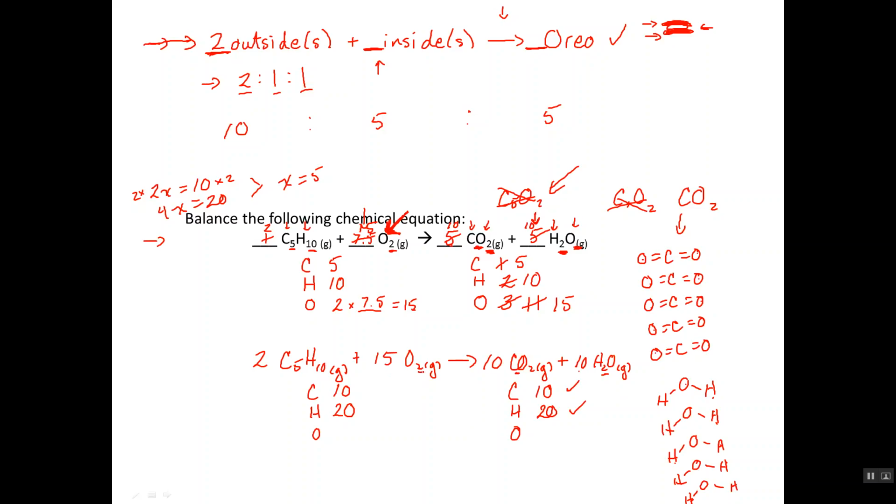15 times 2, so I have 30 oxygens on the left. And remember, oxygens come from 2 different places on the right, so 10 times 2, I've got 20 oxygens coming from the CO2, plus 10 times the 1 that's after the oxygen in the water, which would be 10 times 1 is 10, so 30 oxygens on the right. Check. So this should be a balanced equation.